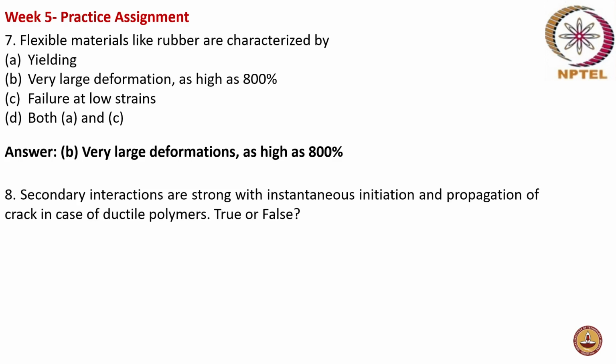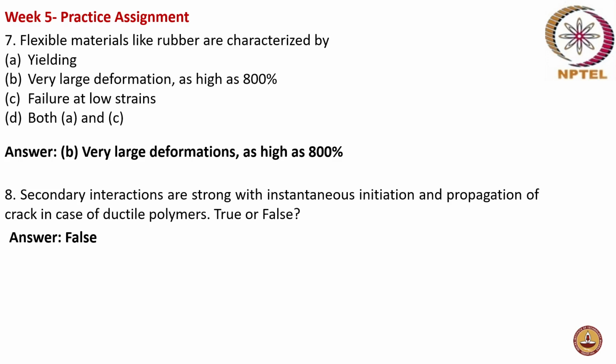Next. Secondary interactions are strong with instantaneous initiation and propagation of crack in case of ductile polymers. Is it true or false? So when you have strong secondary interactions, the initiation and propagation of crack happens in case of ductile materials. False. Okay. So where does it happen? What kind of material, or what kind of interaction? The crack propagation is instantaneous.